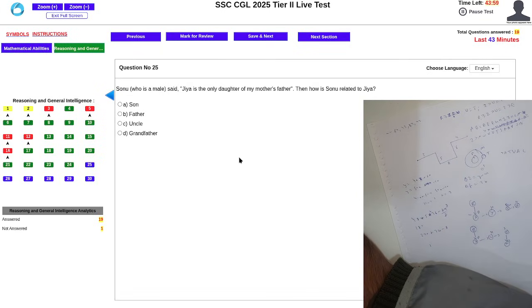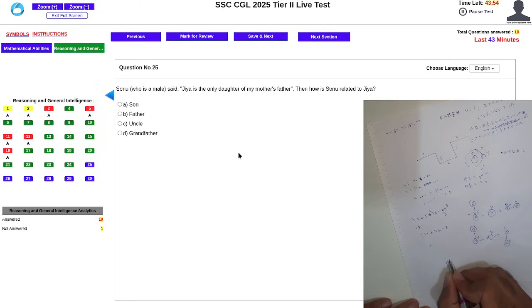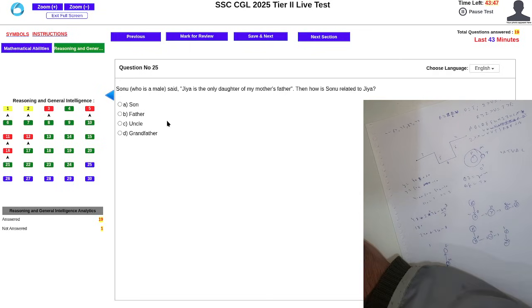Sonu, who is a male, said, Jia is the only daughter of my mother's father. Sonu's mother's father's only daughter Jia is his mother. Then how is Sonu related to Jia? Son.